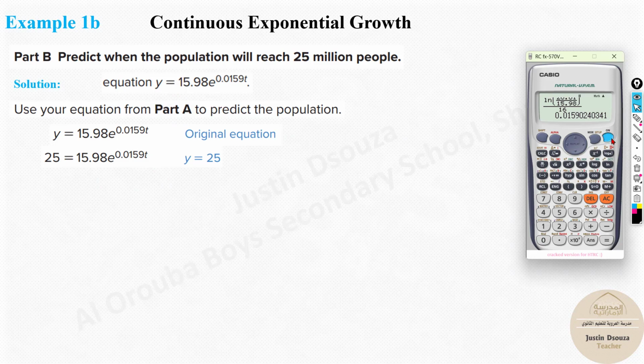You can put it in directly in the calculator, or we will do the method, take this 15.98 to the other side. It is 25 divided by 15.98, that is written directly over there.